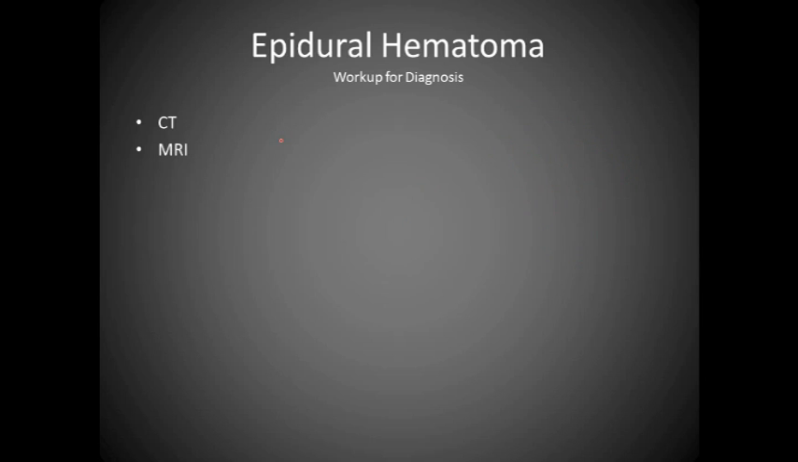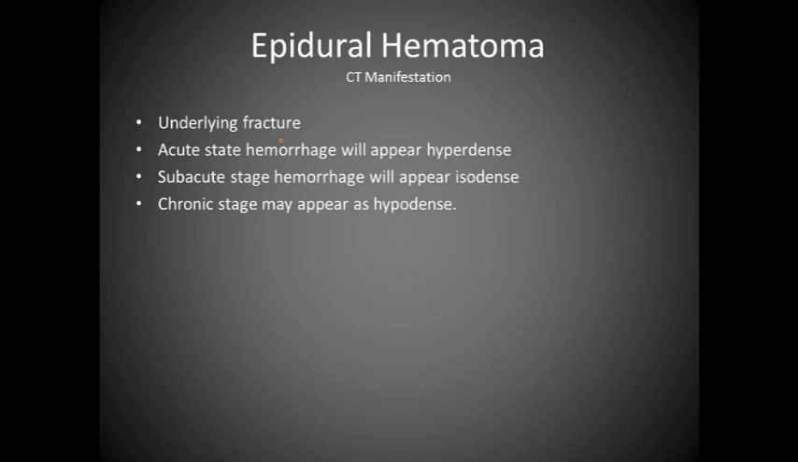And so the workup for diagnosis, really there's no labs or anything. It's just simply CT or MRI. And in terms of CT, we're going to look for an underlying fracture. An acute stage hemorrhage will appear hyperdense. So if it's just come on all of a sudden, it's going to appear hyperdense, or it's going to appear white. A subacute stage of hemorrhage will appear isodense, and so it's going to appear same as brain.